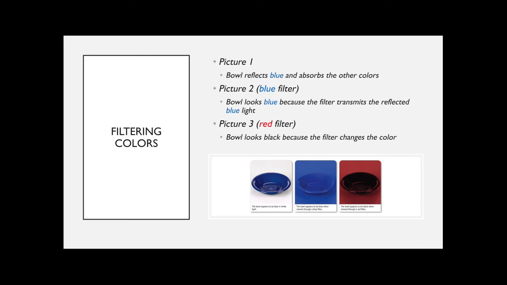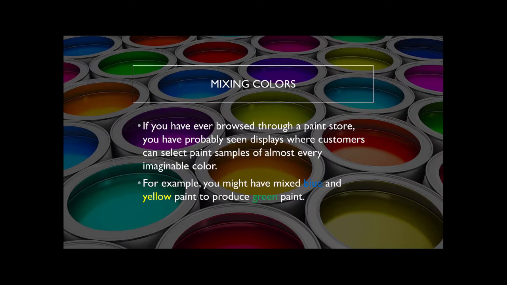But then what's happening in picture 3? In picture 3, you have a red filter, but it's causing the bowl to look black because of the transmission between the red filter and the blue light that is being reflected off of the bowl itself. Because remember, the bowl is still blue. So when you add a red filter to it, the combination of these two colors that are being transmitted is causing the bowl to look black.